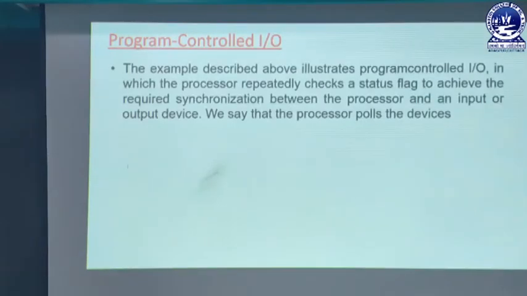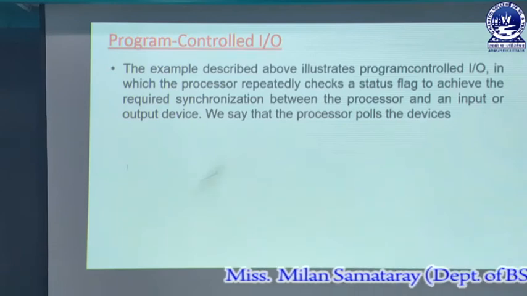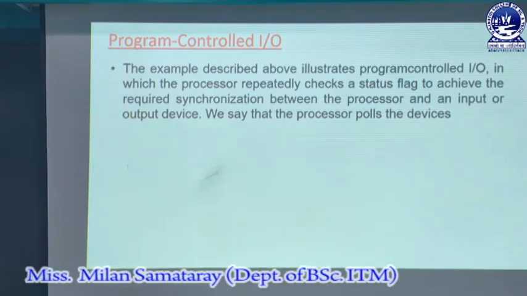So next one is the concept of program control IO, which I have discussed in an example. So in that example we have described that the program control IO is one in which the processor repeatedly checks a status flag to achieve the required synchronization between the processor and an input or output device, okay.